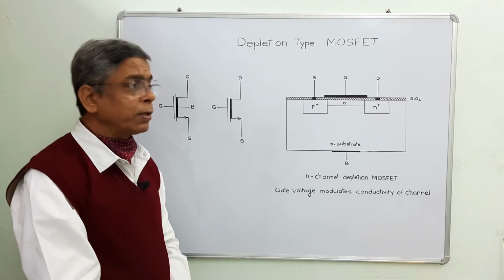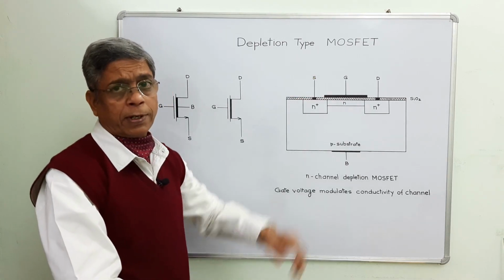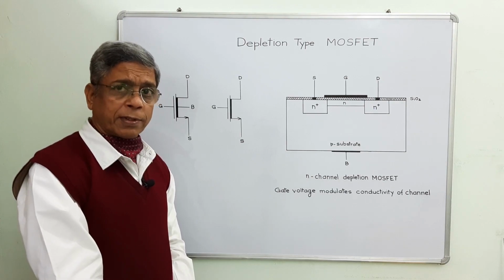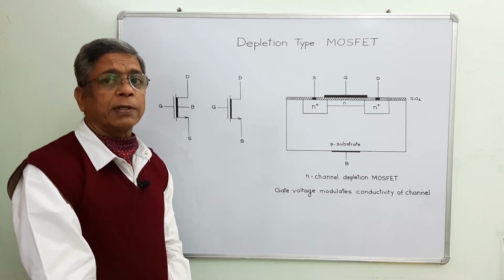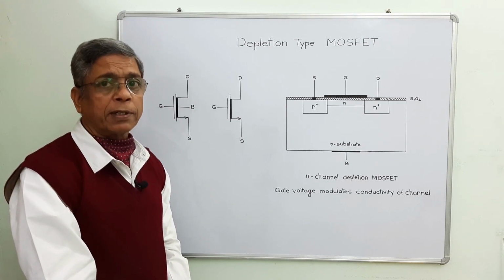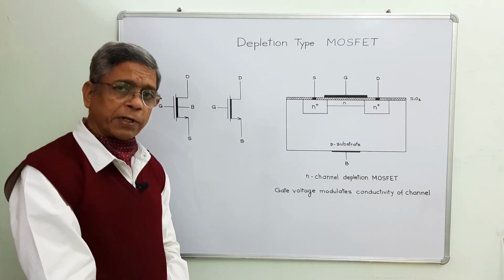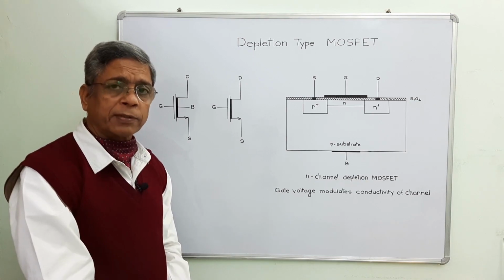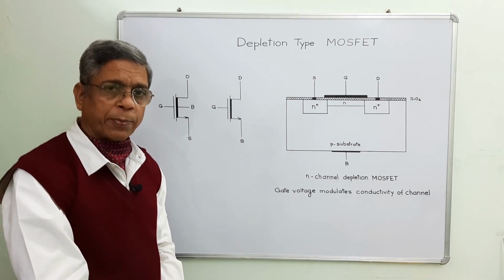This lecture is all about depletion type of MOSFET. In my previous lectures, enhancement type MOSFET was at the center stage. However, in my very first lecture, I explained that there are two types of MOSFETs. The very first one is enhancement type, the second one is of depletion type.